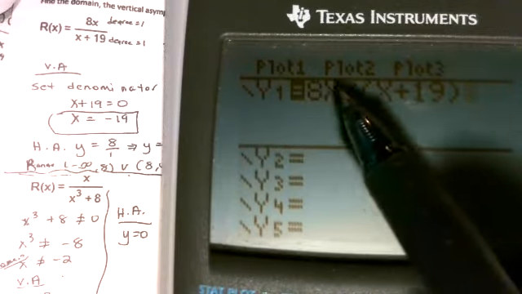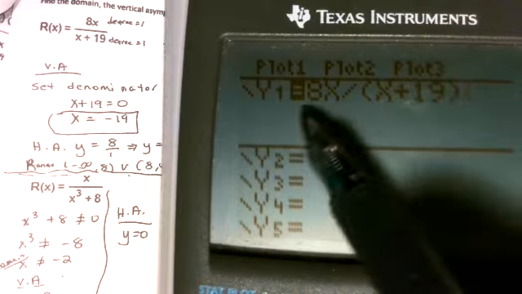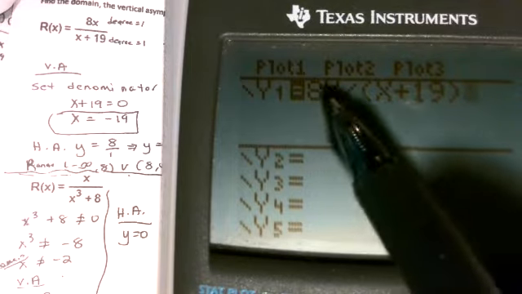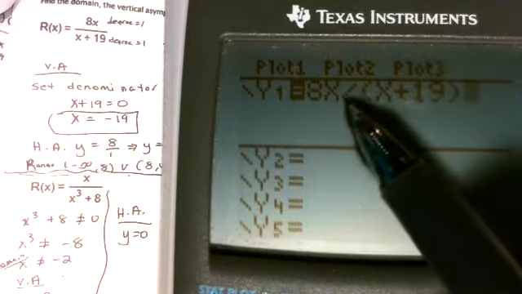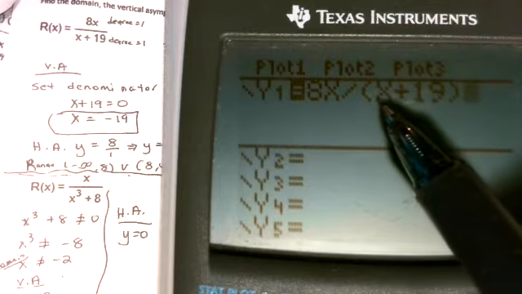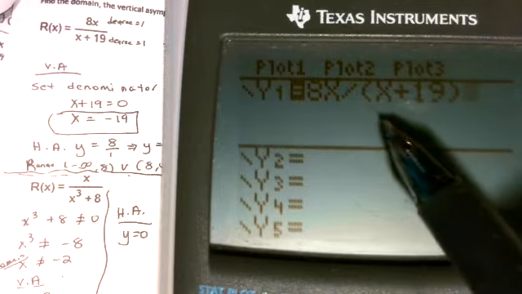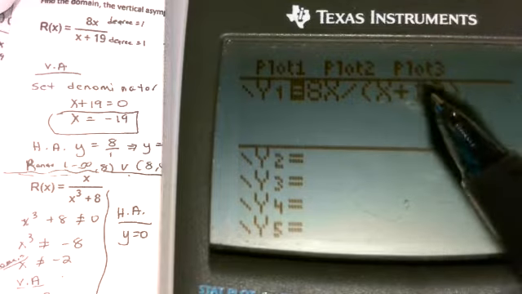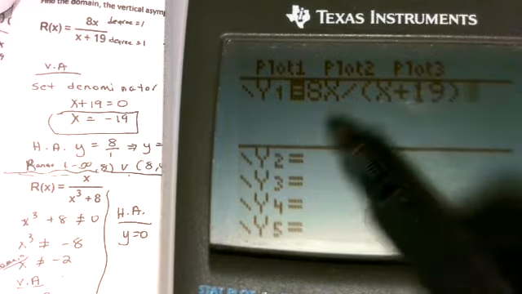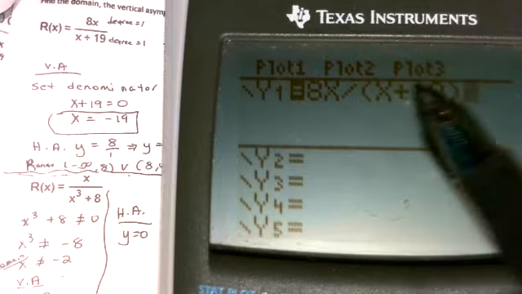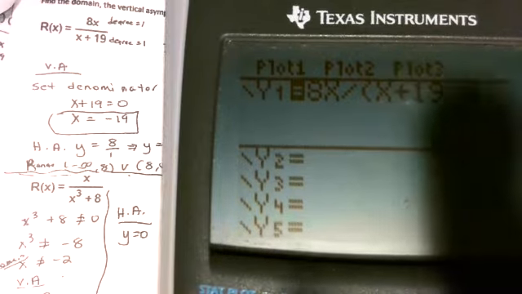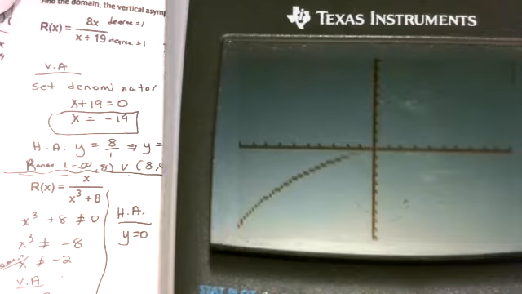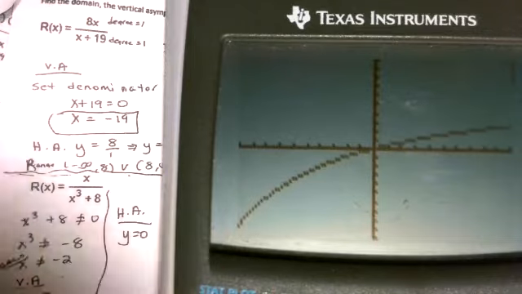Here, it's not going to matter, but if it was 8x in the denominator, you would have to put it in parentheses, because what it's going to do is it's going to divide by the first thing it sees. And so if it just sees an x, it's just going to divide by an x and then add the 19 to the whole thing. So if you wanted it to divide by two terms, you need to put them in parentheses. And then let's see what it looks like.